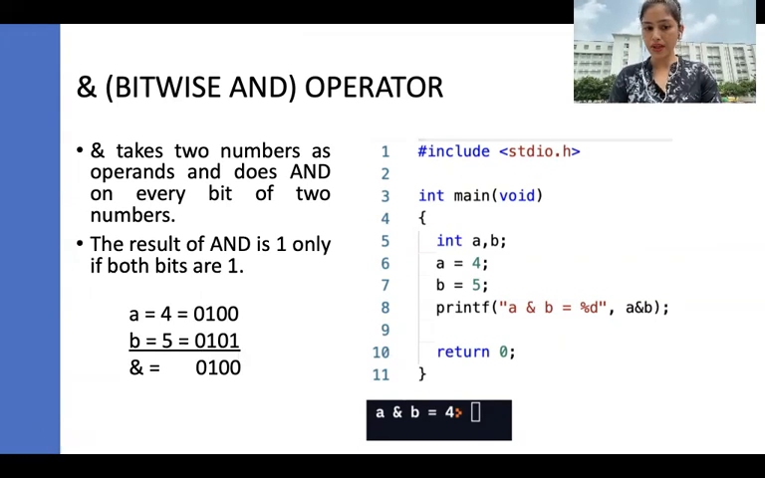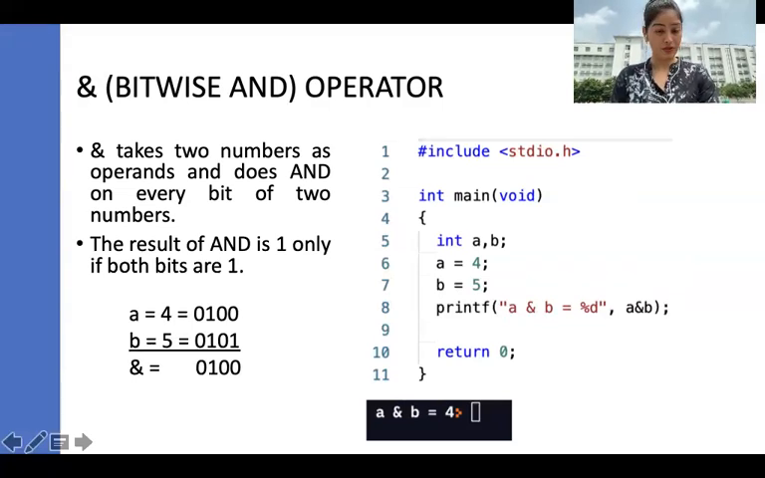Now, how we are going to compare: the rightmost bit of number 4 is 0 and the rightmost bit of number 5 is 1. So the bitwise AND of 0 and 1 will be 0, not 1, because it is the AND operation. You need both bits to be 1 to be true. Similarly, the next 2 bits are both 0, so the answer will again be 0. Then the next 2 bits are 1, so the answer will be 1. So when you find the answer, the final value will be 0100. This is the result for the bitwise AND operator.